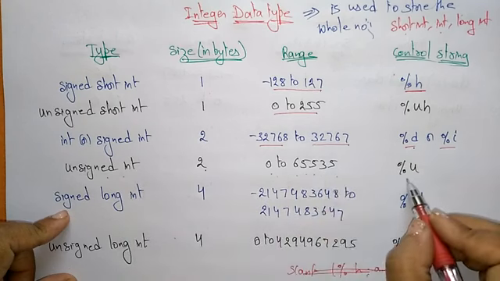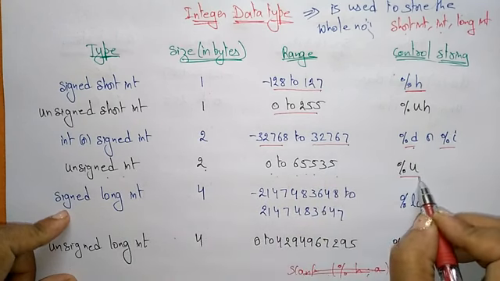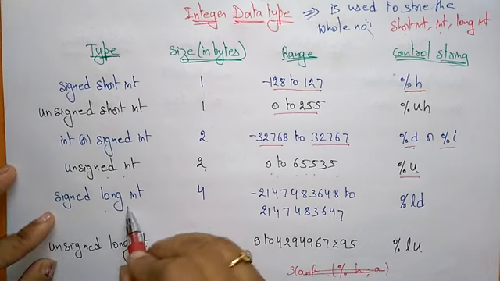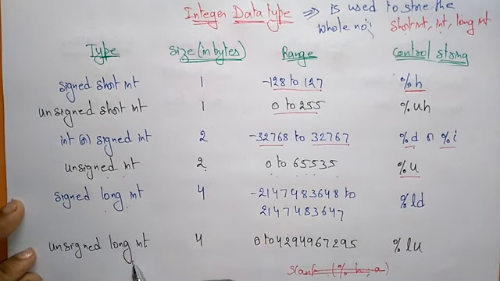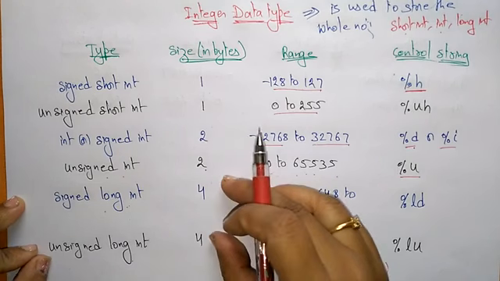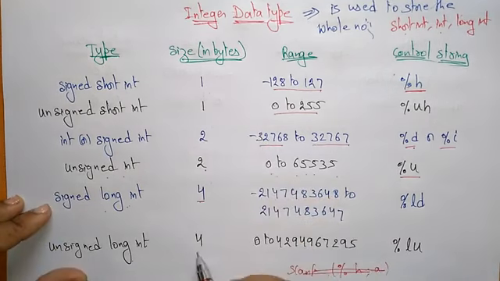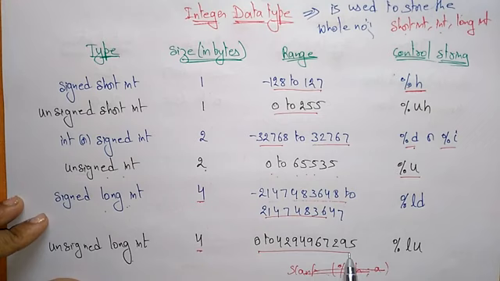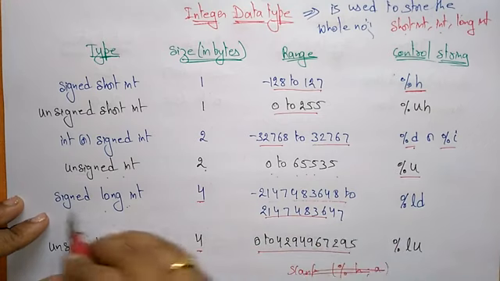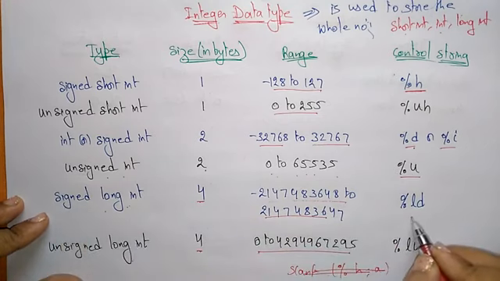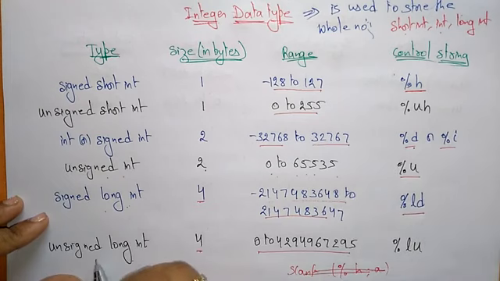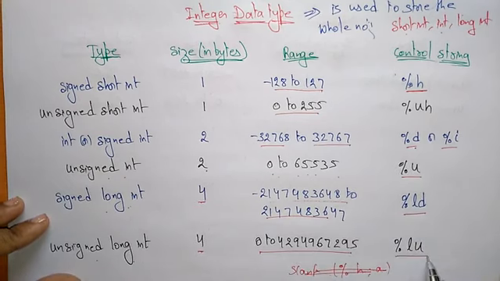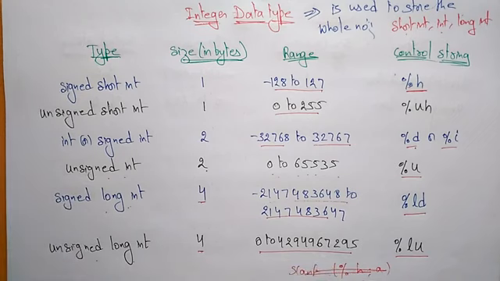And here we will use the control string %lu. Long int will be signed as well as unsigned. The size of the long int is 4 bytes. This is the range of signed long int, and this is the range of unsigned long int. The control string for the signed long int is %ld, whereas for unsigned long int it is %lu. So these are the primitive data types, the integer data type.